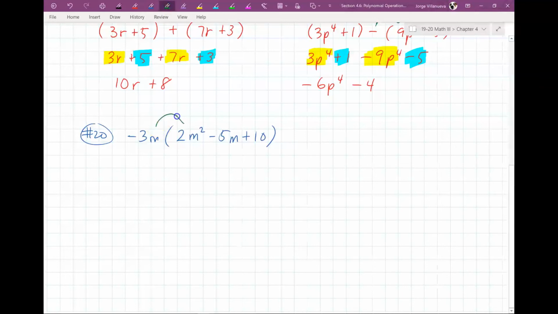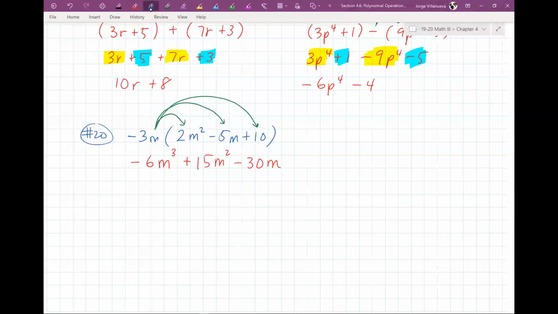So let's distribute. Notice this is just more distribution practice. So you get negative 6m to the third plus, because negative 3 times negative 5 is a positive 15, so plus 15m squared. And then negative 3m times a positive 10 is a negative 30m. So that would be number 20.